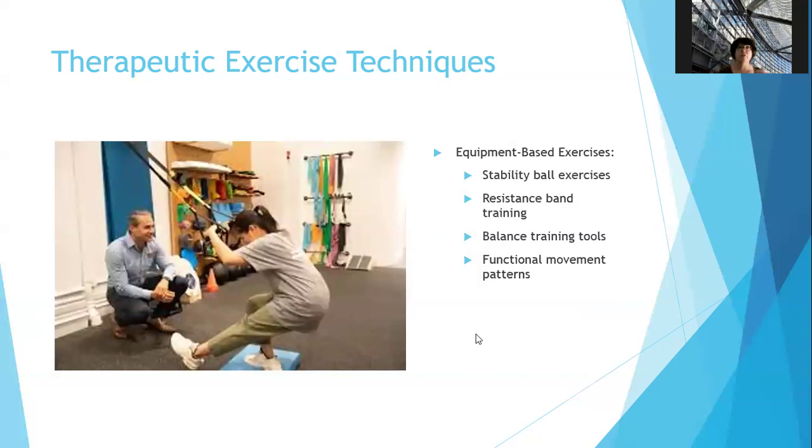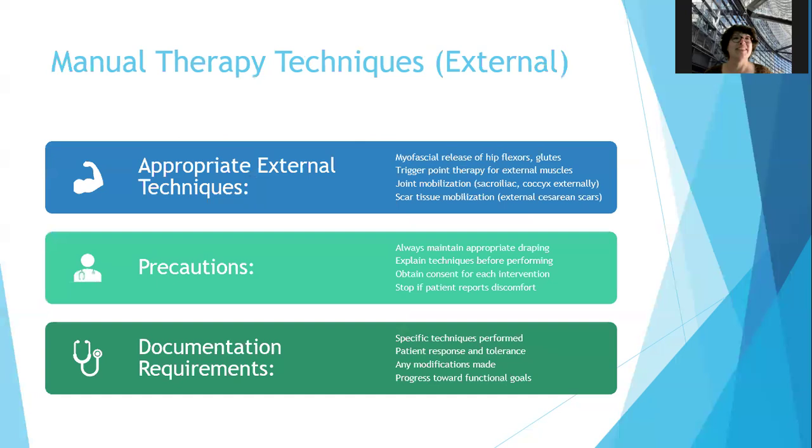Equipment-based exercises include stability ball exercises, resistance band training, balance training tools, functional movement patterns. You see the person in the picture using a TRX. That's a great TRX and a balance pad, and they're doing single leg stance. So lots of functional stuff going on there. So all your creativity and using your equipment, bring it in. Bring it in. We want to use all that stuff.